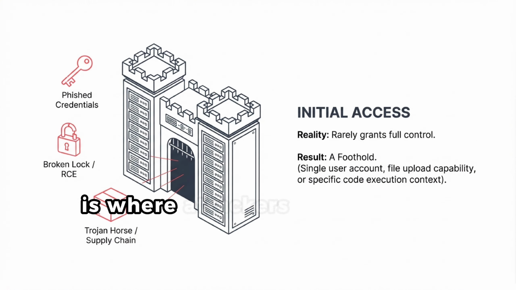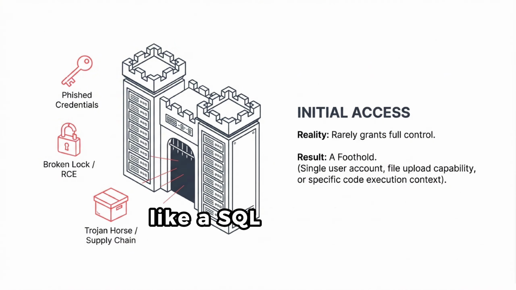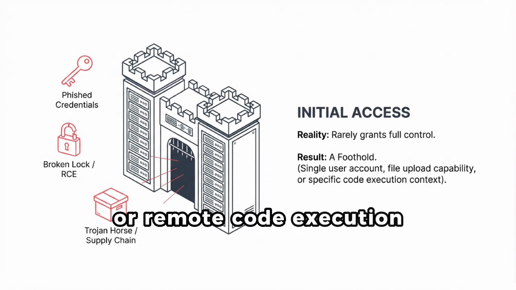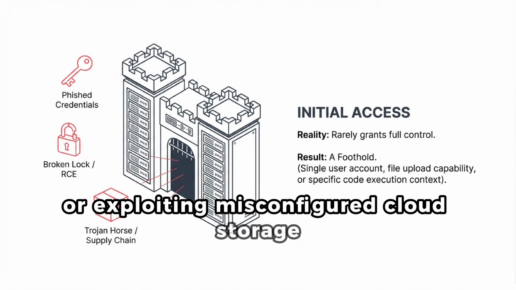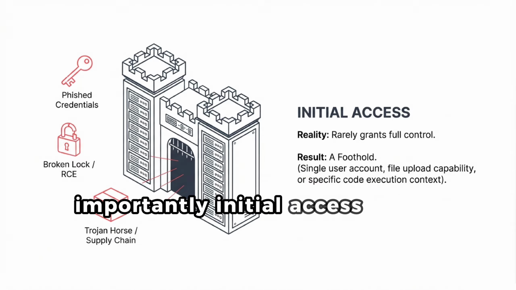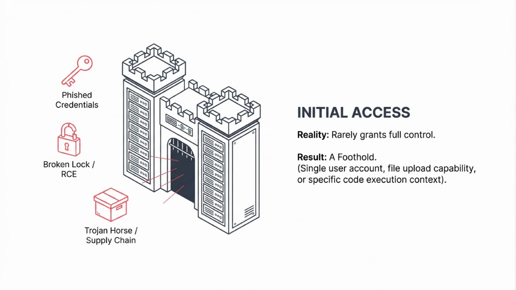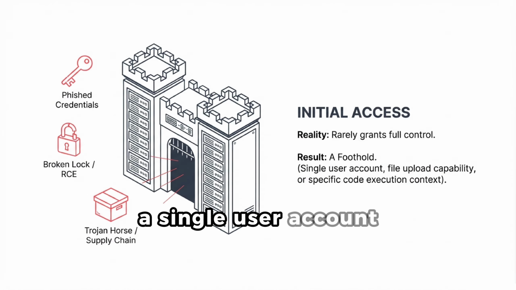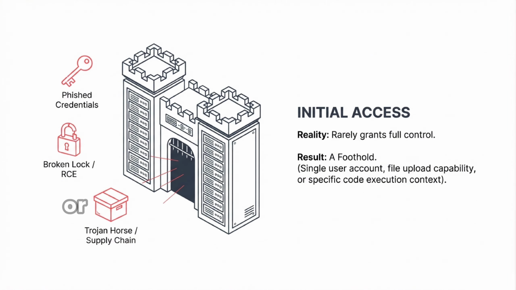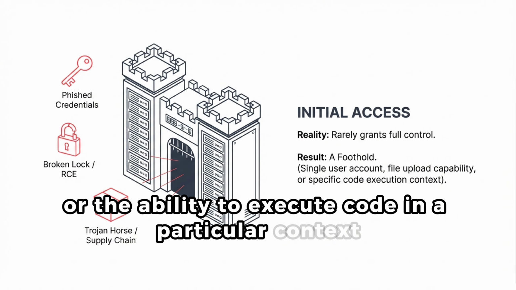Initial access is where attackers first cross a boundary. This is often achieved via common techniques: phishing that steals credentials, exploitation of a public vulnerability like a SQL injection or remote code execution, supply chain compromise that injects malicious code into a CI pipeline, or exploiting misconfigured cloud storage. Importantly, initial access rarely grants full control. It tends to give a very specific, constrained capability: a single user account, the ability to upload files, or the ability to execute code in a particular context.